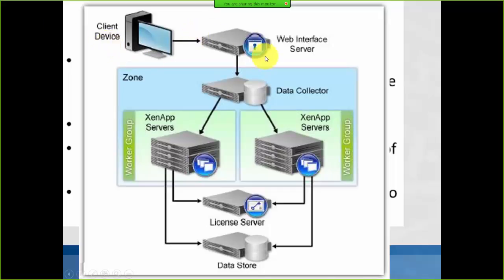There's that client device. It's connecting through web interface, which we configured already. Then there's just one zone. Within one zone, there are XenApp servers. There's a worker group that we created last class for the policies, worker group 1 and worker group 2, but they are just in one zone or physical location. And there is that one data collector for this zone that is collecting all the load information from these XenApp servers, and then redirecting the traffic to the least busy XenApp server, right? And they have the license server and the database server, which we know already.